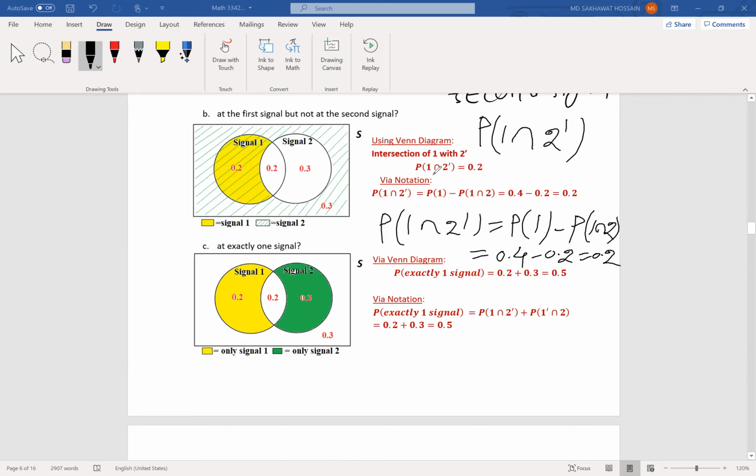Okay, so for part B, you do not need all this information. You just need the probability of 1 and the probability of 1 intersection 2. So that's it.